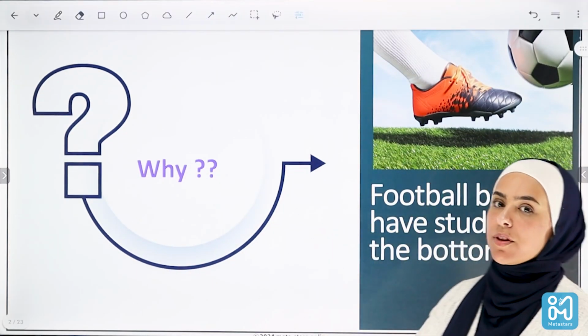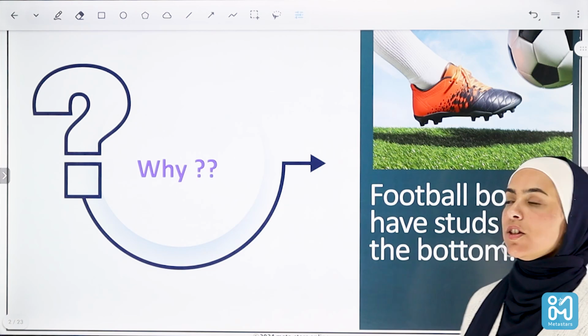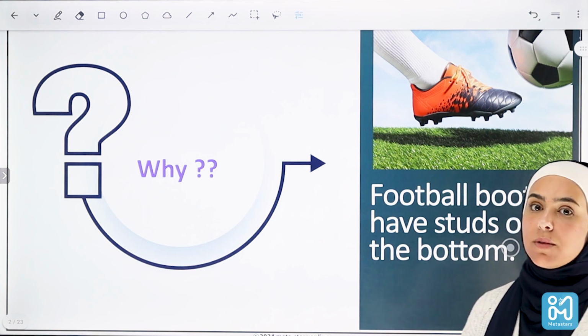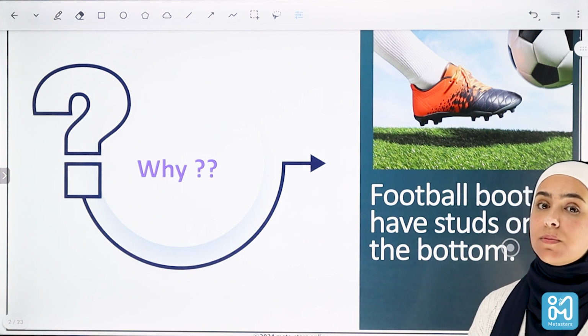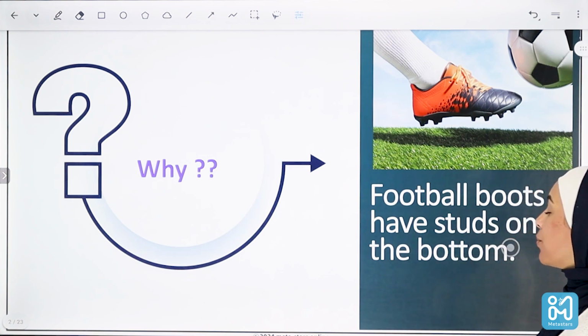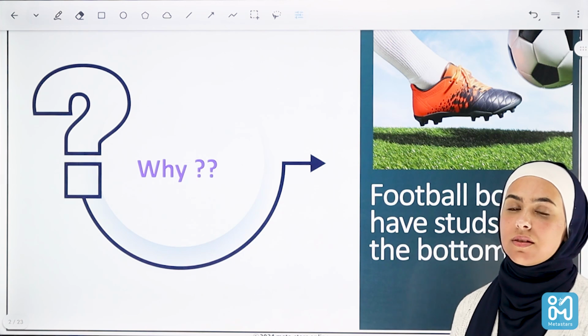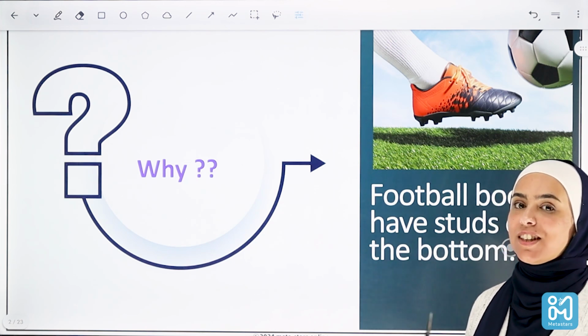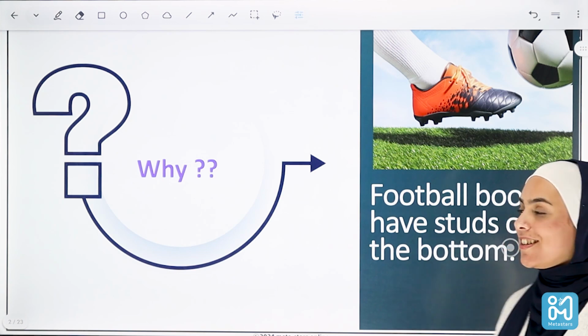did you ever think about this question? Why do footballers' boots have studs on the bottom? What is the difference between the boot of a football player and other boots? Did you ever think about it? Do you think right now that it's related to pressure? Of course it is.